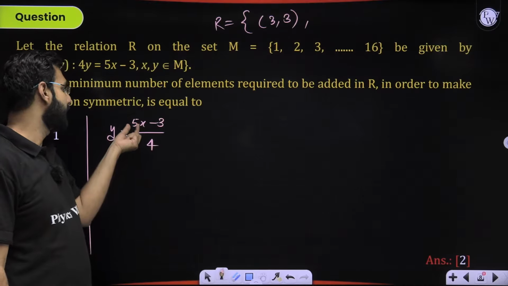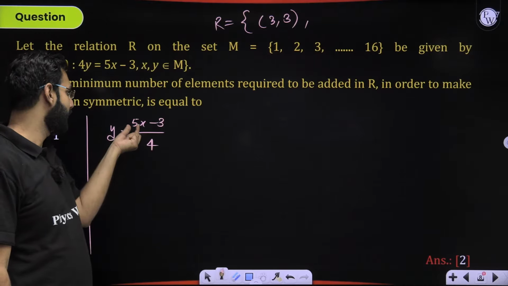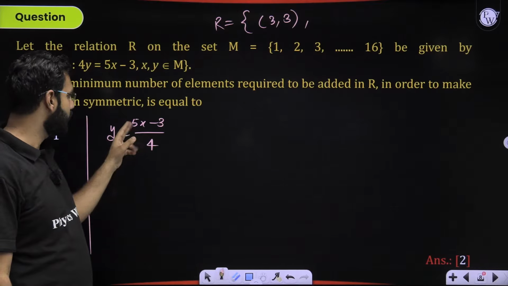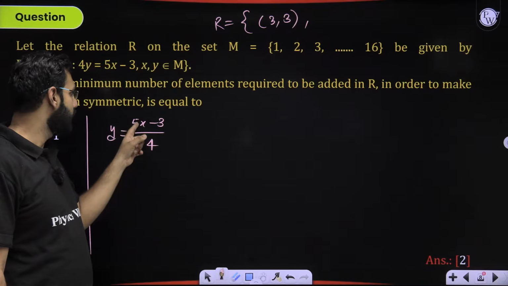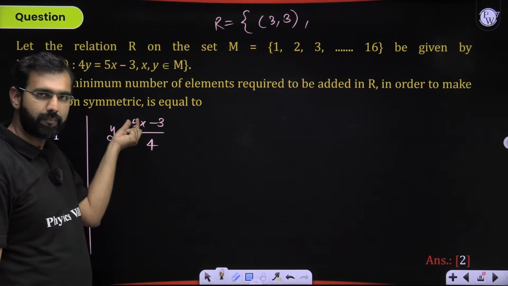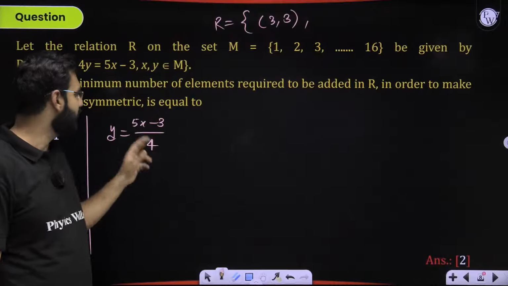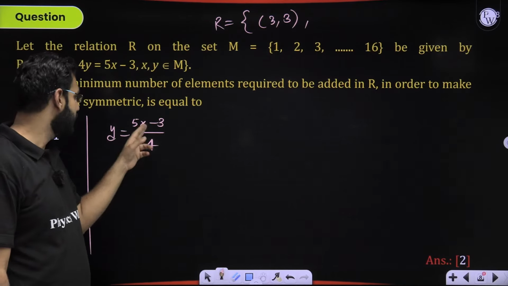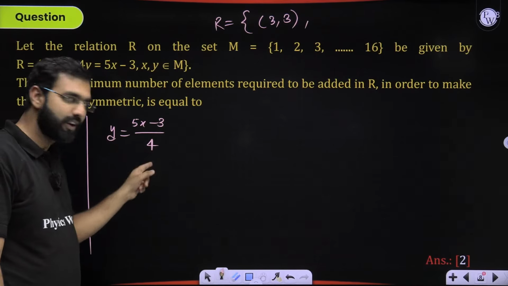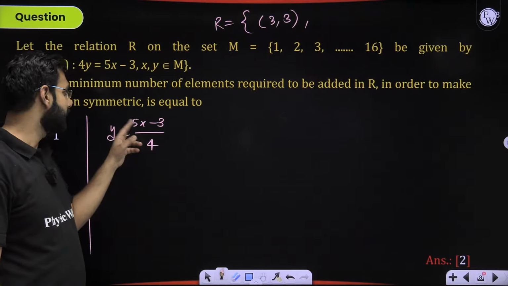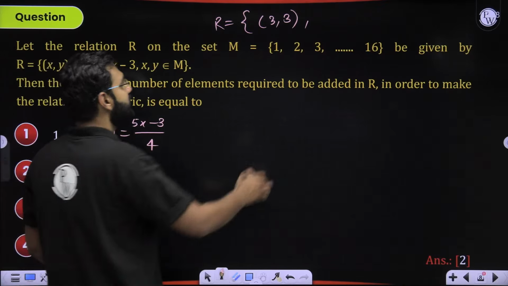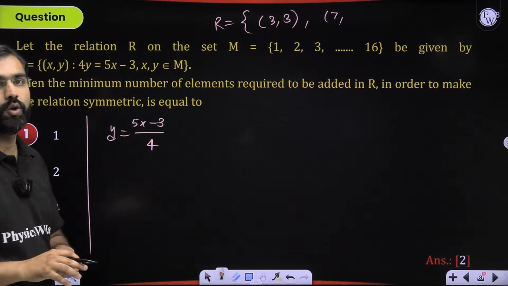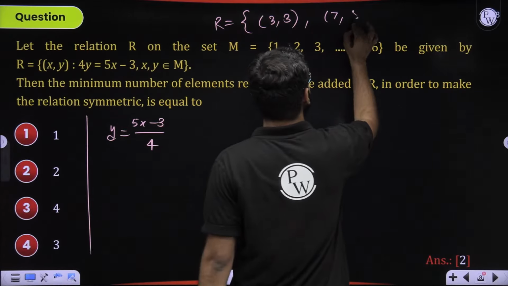Then after that 5. 5 means 25. 25 minus 3 is 22, not divisible. Then I try 6. 6 means 30. 30 minus 3 is again not divisible by 4. Then I try 7. 35 minus 3 is 32, and 4 into 8 is 32. So it should be 7 comma 8, the next pair.